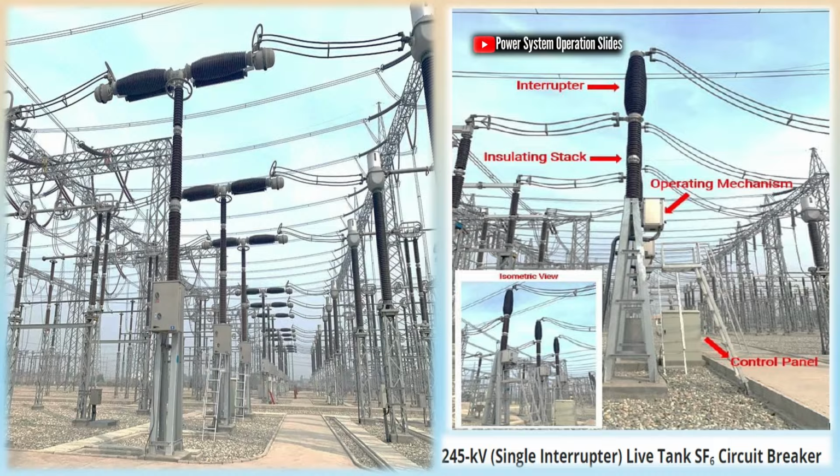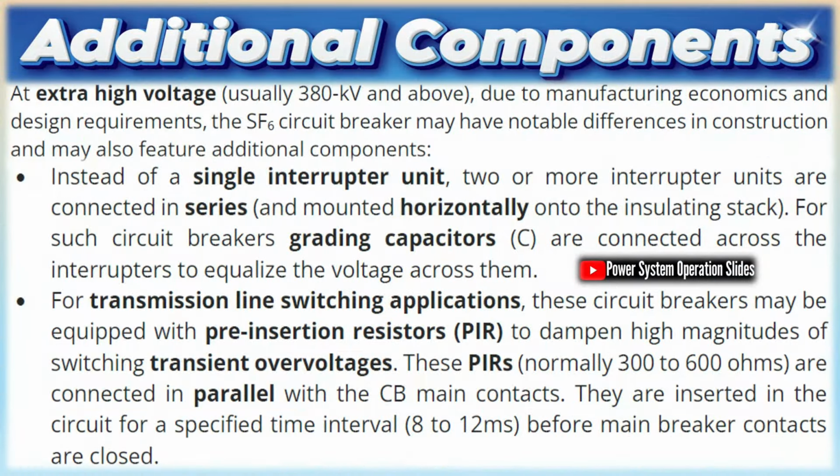Operation of a puffer-type SF6 circuit breaker: as the arc flows, it blocks the flow of SF6 gas through the nozzle to some extent. Thus, the gas pressure in the puffer cylinder continues to increase.